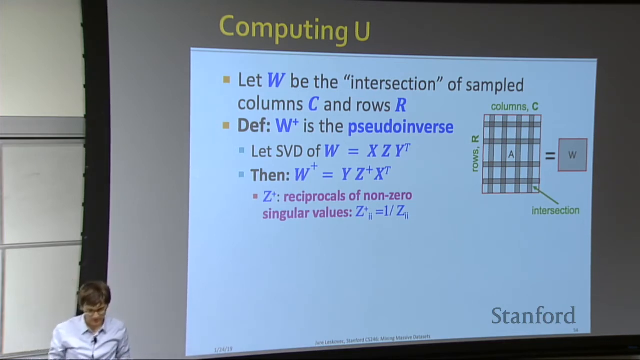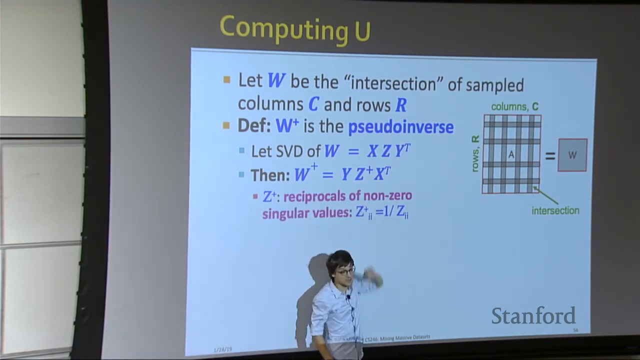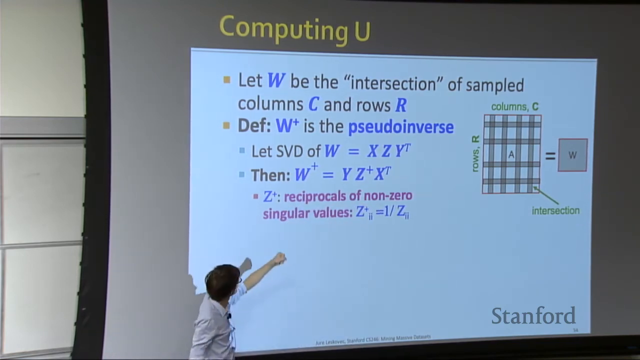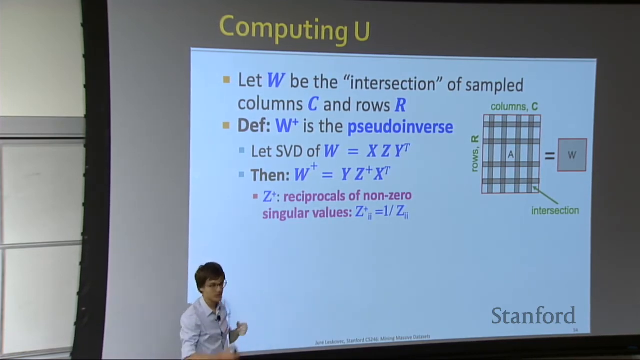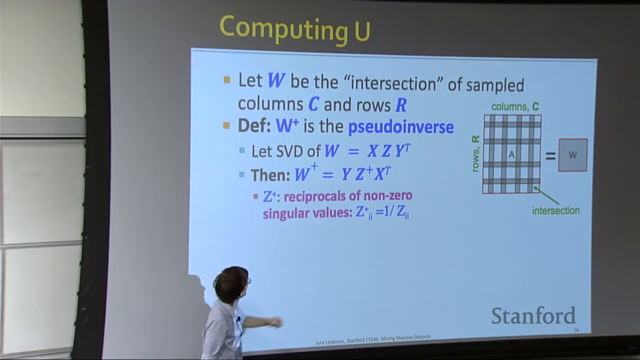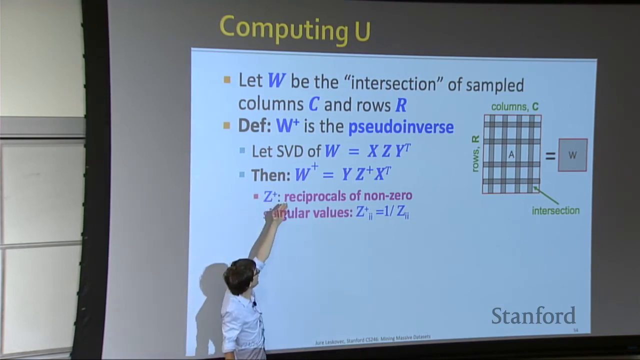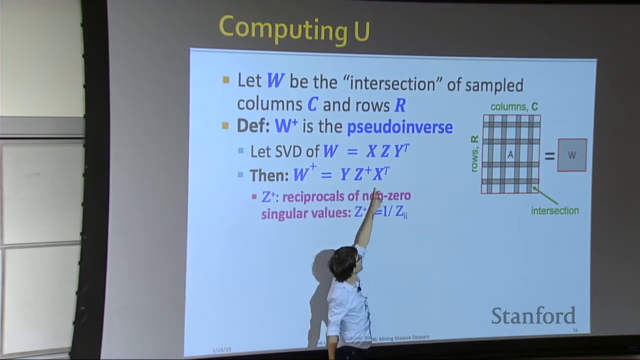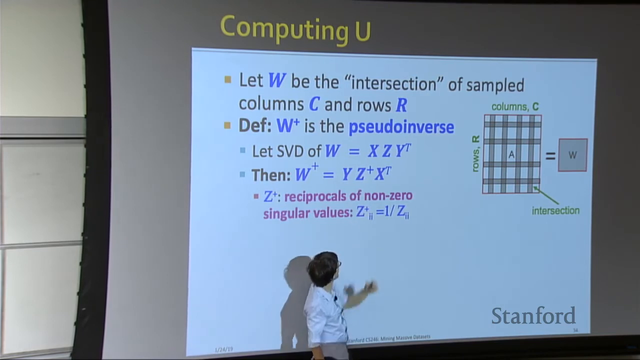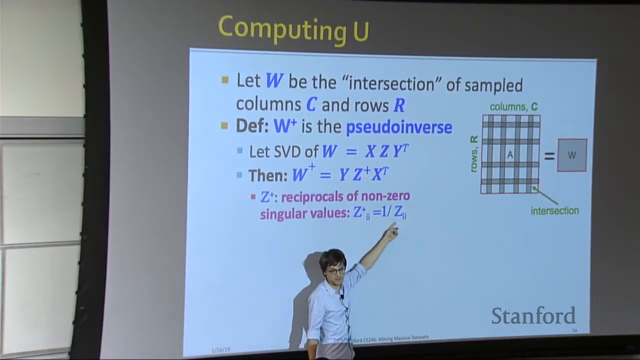And the way you compute the pseudo inverse is the following. I'll take my W and compute the SVD of it. So I will decompose it into X, Z, and Y. I'm not using sigma, U, and V here; I'm using X, Z, and Y. And then I will compute the pseudo inverse of W. I'll call it W plus, to be Y times Z plus times X transposed. Now, what is Z plus? The way I define Z plus is 1 over Z.